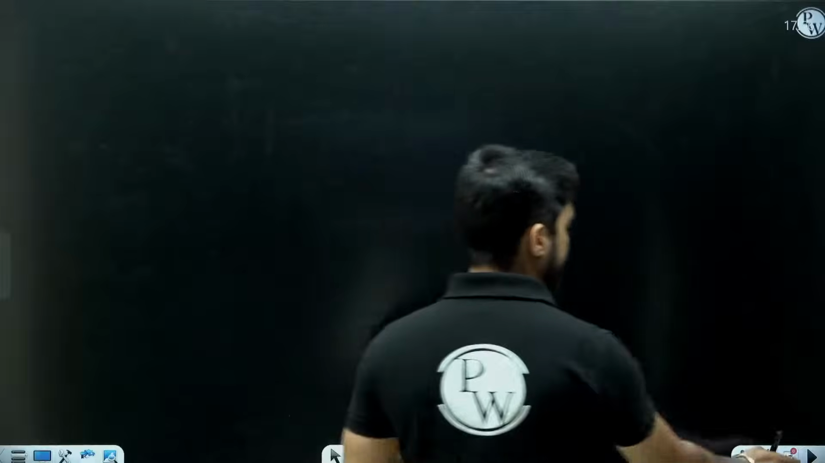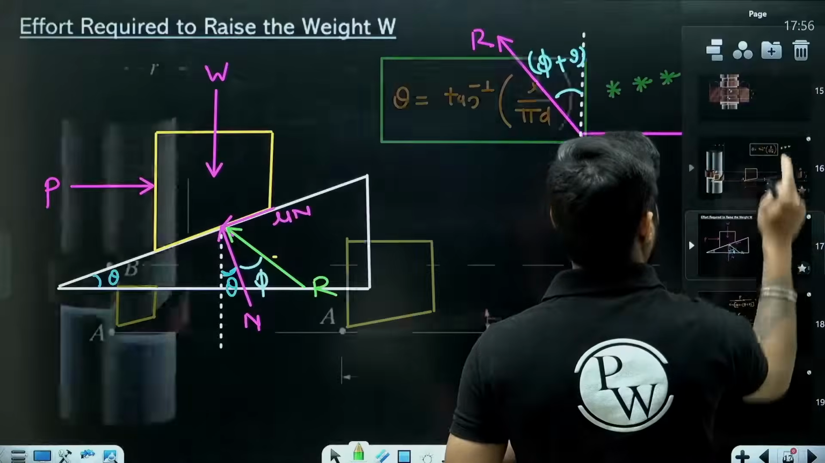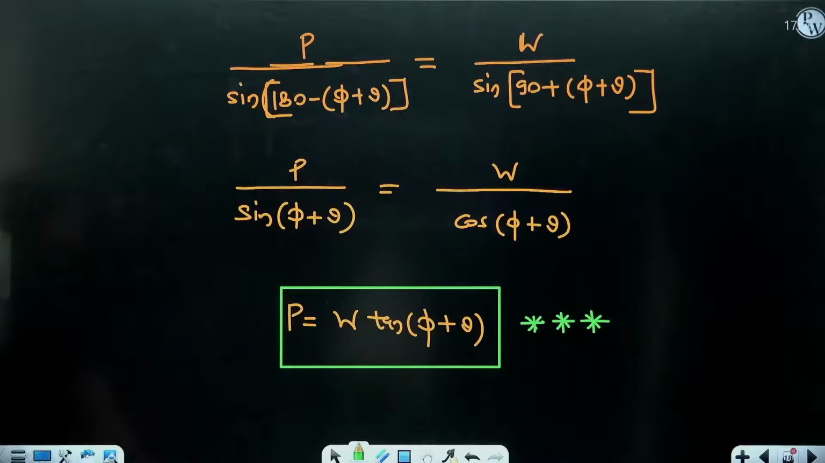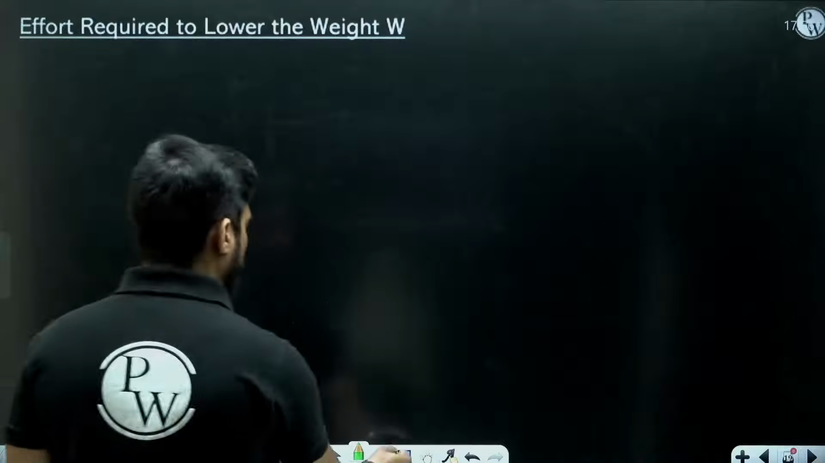Phi is tan inverse of mu and theta is tan inverse of L by pi d. You have the formula of angle theta, right? Tan inverse of L by pi d. So you need to remember this formula as well as this formula. But this is the effort required to raise the weight. How can we calculate the effort required to lower the weight?